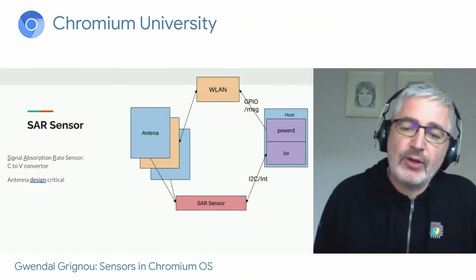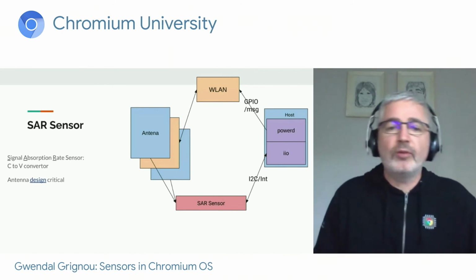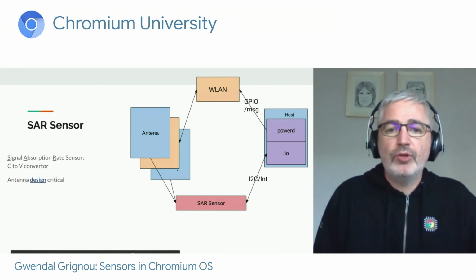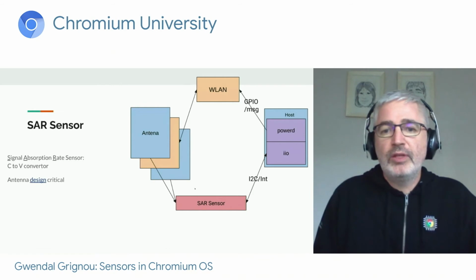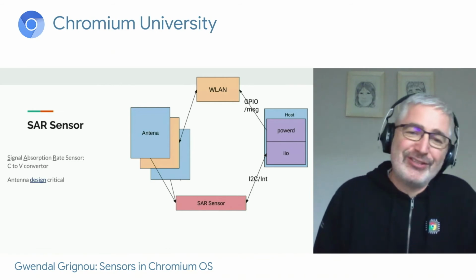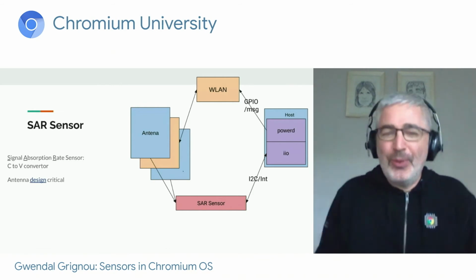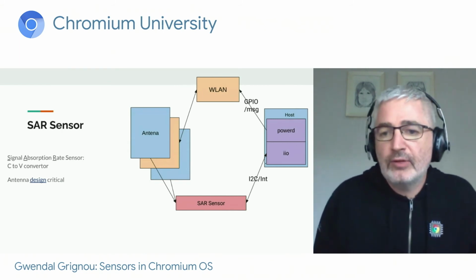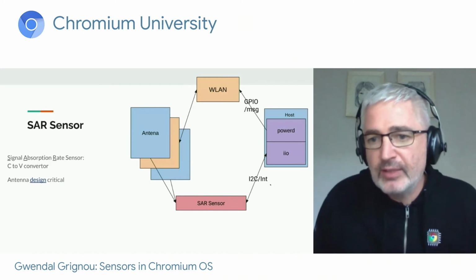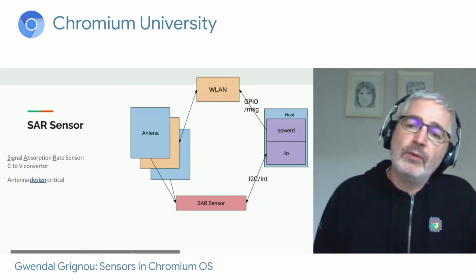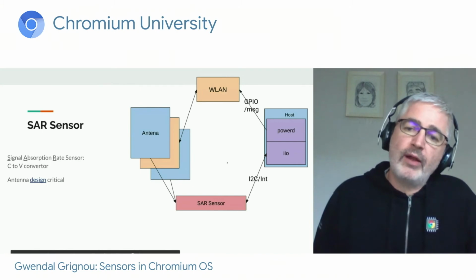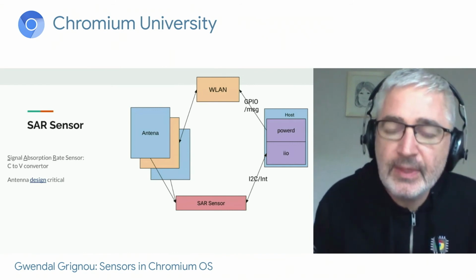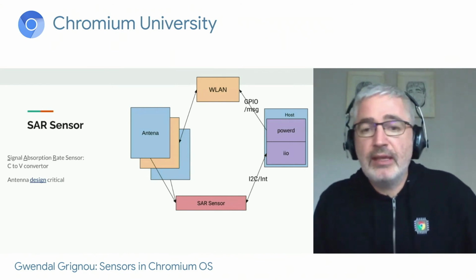The SAR sensor itself is basically a converter between capacitance and voltage. It measures the capacitance between two conductors. The antenna here is just copper, and when the sensor detects a change in capacitance, it raises an interrupt, and then the driver queries the sensor over the I2C bus to find out whether an object is near or far.